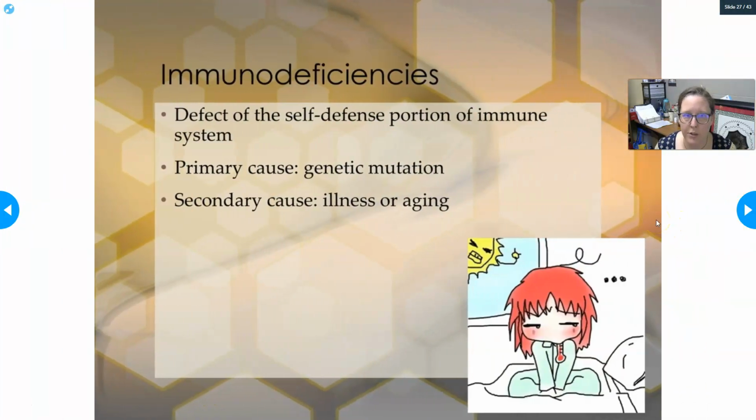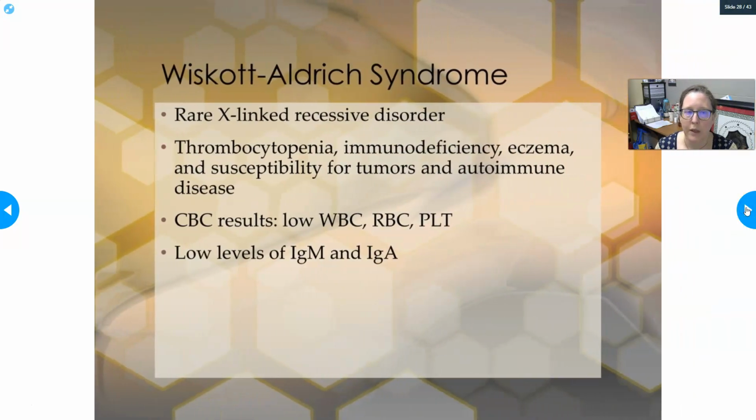So next we're moving on to immunodeficiencies. It's a defect of the self-defense portion of the immune system. If it's primary, it's due to a genetic mutation. If it's secondary, it's illness or aging. So illness such as, again, HIV would be an example.